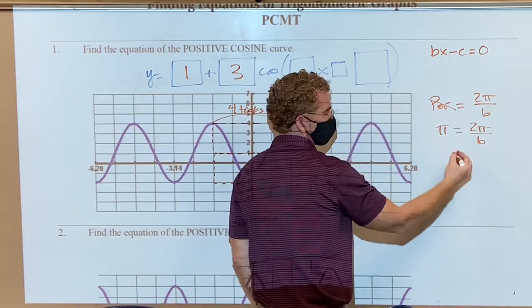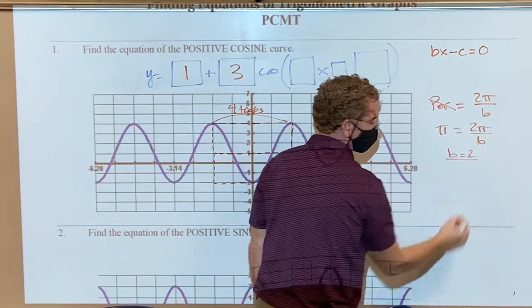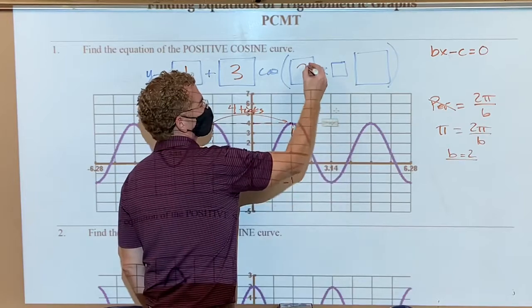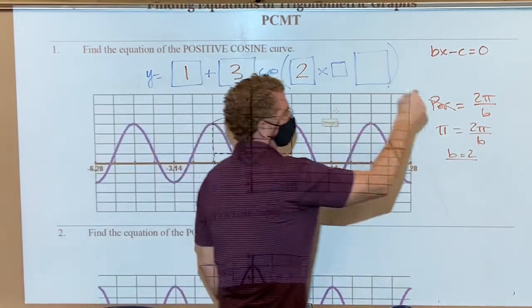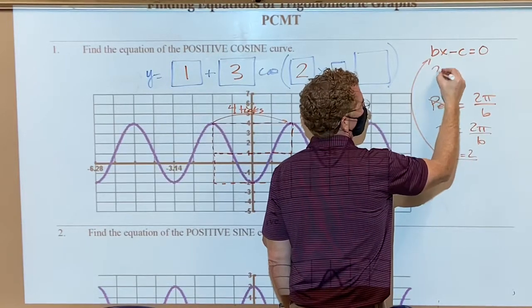And then I can cross multiply and solve, and I get b equals 2. So I'm going to do that first. I'm going to plug my b in. And now that I know b, I can come up here and plug it in right there.